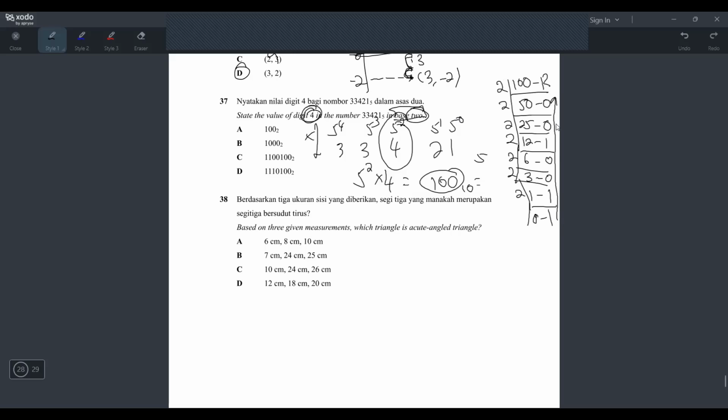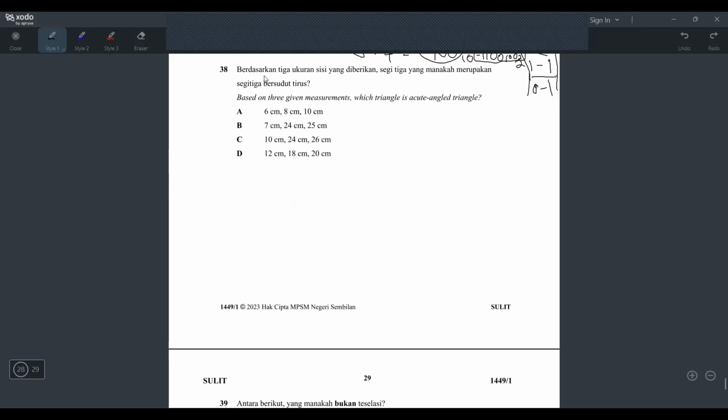And you read from bottom to top. So the answer is 1100100. So what is the answer here? 110, and then 0 again, and then 100, base 2. So this is the answer, right? 1100100, C, right? Yeah, 1100100. Yeah, correct.